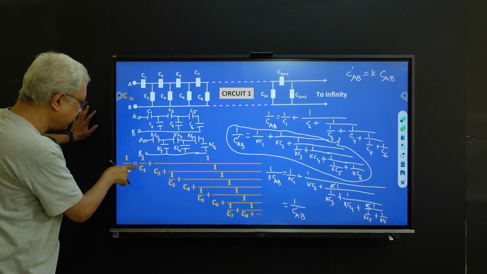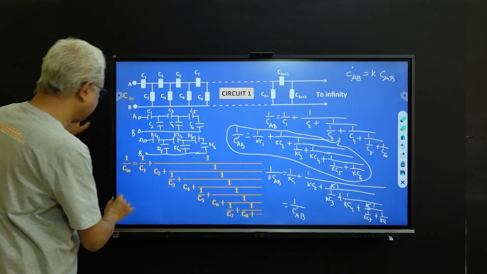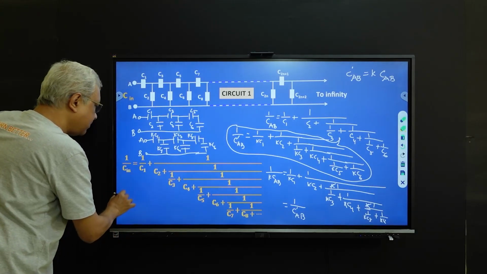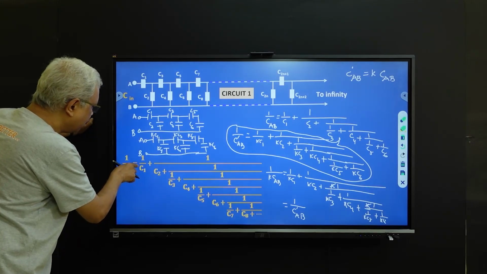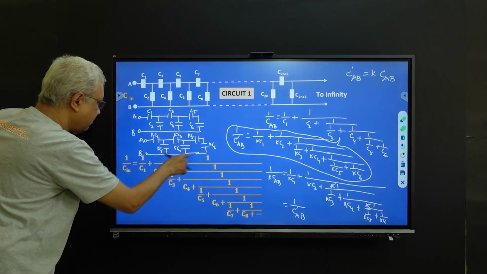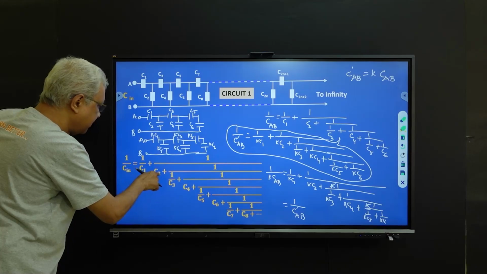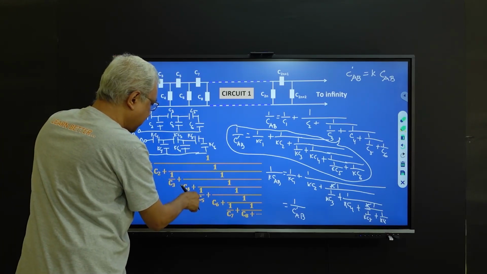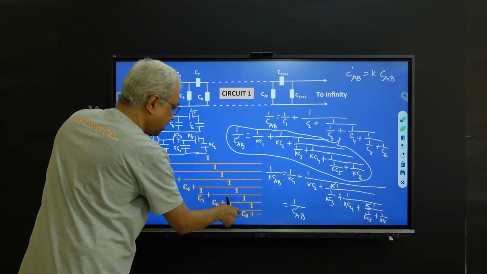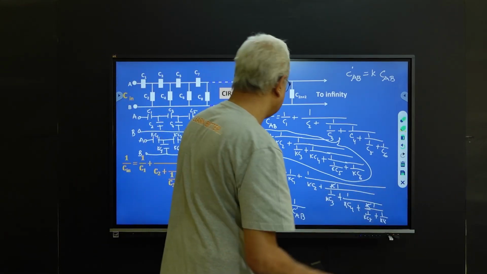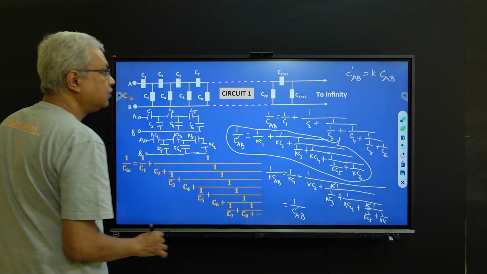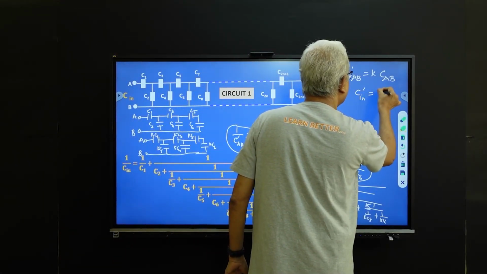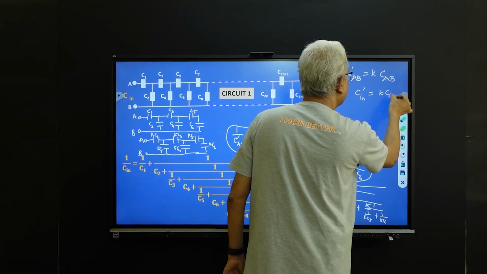And extending the similar logic, you can write here 1 by C in dash, which will be 1 by KC1 plus 1 by KC2 plus 1 by KC3 plus, here it will be KC4, KC5, KC6, KC7, KC8 and continue like this. And you can show in that case that C in dash is actually K times C in.